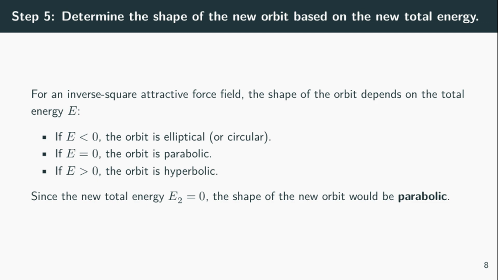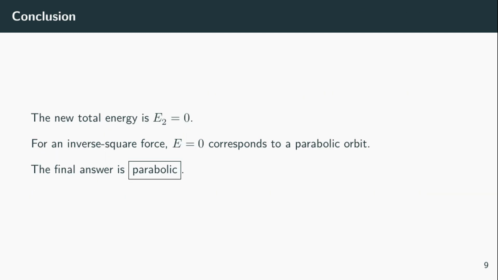Since our new total energy E2 came out to be exactly 0, the shape of the new orbit would be parabolic. So just to conclude, after the force suddenly changes, the new total energy of the particle is E2 equals 0. For an inverse square force field, a total energy E equal to 0 means the orbit is parabolic. Therefore, the final answer is parabolic.